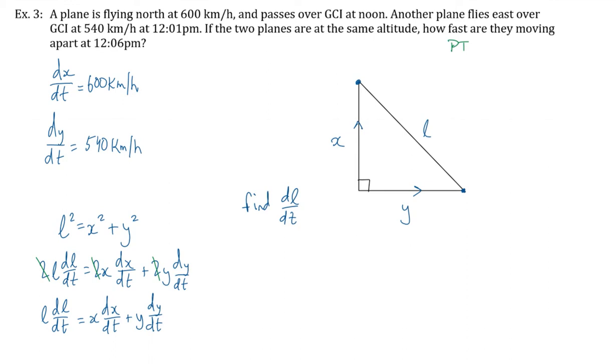So you can pause the video and think about this for a second. I'm sure many of you will be able to figure this out. Okay, but this is how we're going to do it. To find x, that's the plane flying north. It's going at 600 kilometers per hour. It flies over GCI at noon. And now we're asking a question 6 minutes later at 12:06. So it's been flying 600 kilometers an hour for 6 minutes. But this rate is in terms of hours. So I am going to convert the 6 minutes into hours.